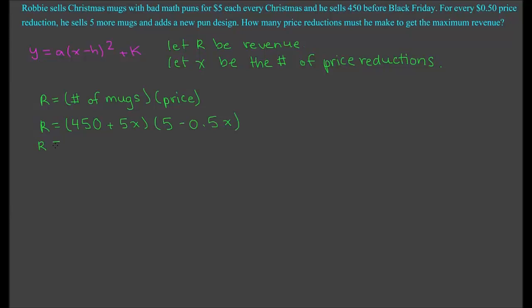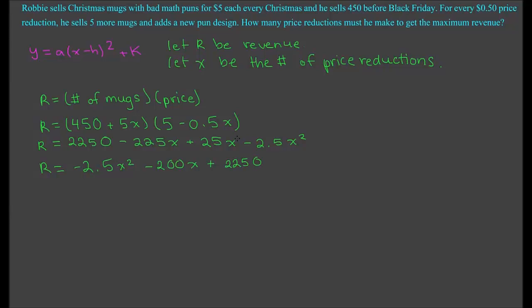We can do this by expanding the initial equation. 450 multiplied by 5 is 2,250. 450 multiplied by negative 0.5x is negative 225x. 5x multiplied by 5 is 25x. Then if we multiply 5x by negative 0.5x, we get negative 2.5x squared. If we rearrange, we get the new equation r equals negative 2.5x squared minus 200x plus 2,250.